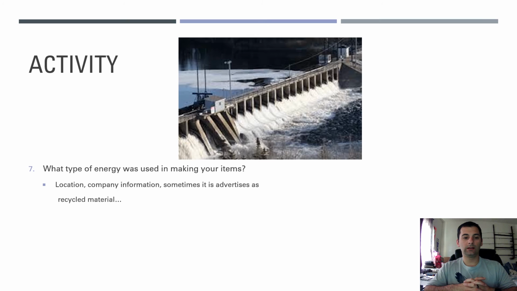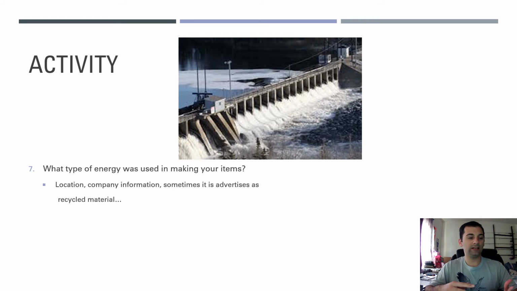Oftentimes the location where it's made, the company information, it's sometimes advertised on the item itself. If you have a notebook, for example, sometimes you can buy ones that say right on the front page of the notebook is made out of recycled material. This, like I said, is probably going to be the most difficult part of this subject matter, but I do encourage you to try and figure out what energy may have been used in creating it.